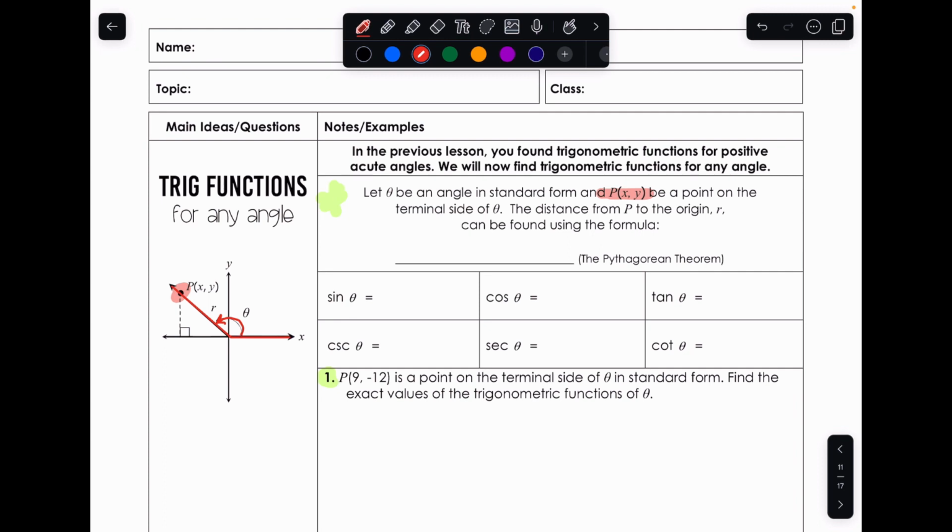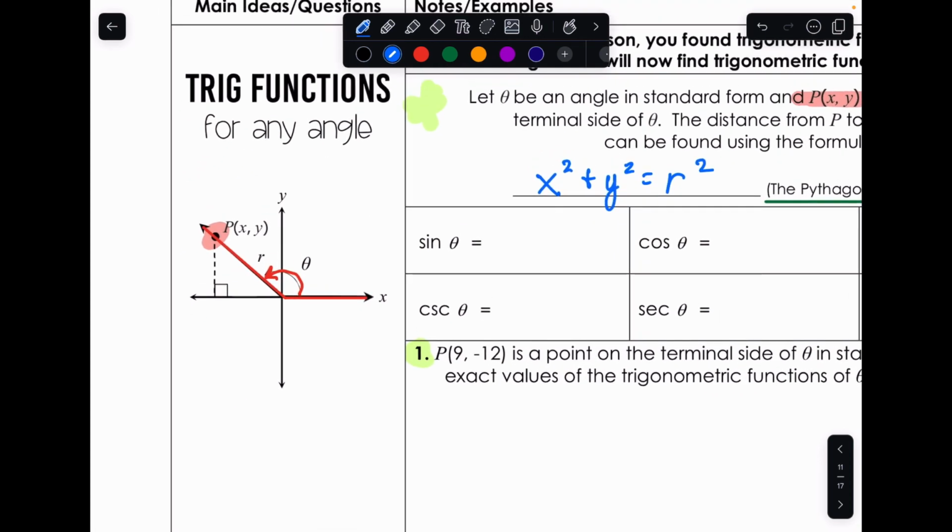The distance from P to the origin, r, can be found using this formula: x squared plus y squared is equal to r squared. Hopefully that reminds you of the Pythagorean theorem, a squared plus b squared is equal to c squared. There's not much difference. We're just using different sides of the triangle to explain the exact same thing. So sine theta, when we're applying it to trig functions of any angle, is going to be y over r.